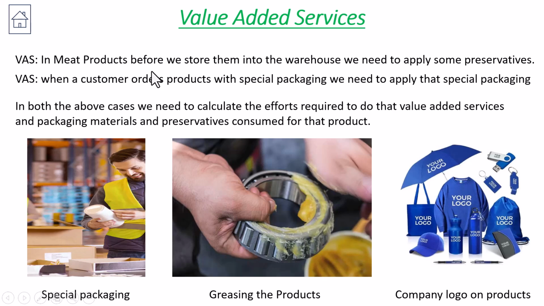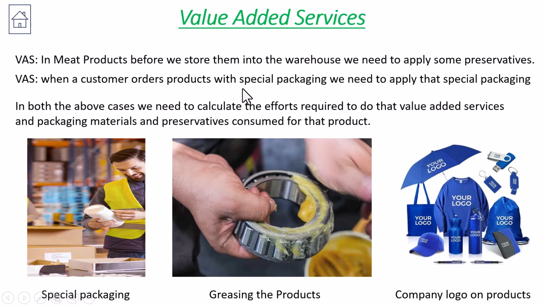Even you can see in meat products, before we store them in the warehouse, we need to apply some preservatives. Obviously we have to apply the preservatives, because without them we cannot store them in the warehouses for a longer period. They will be damaged. And the preservatives cost something, right? So adding the preservatives to the main product is one kind of value added service.